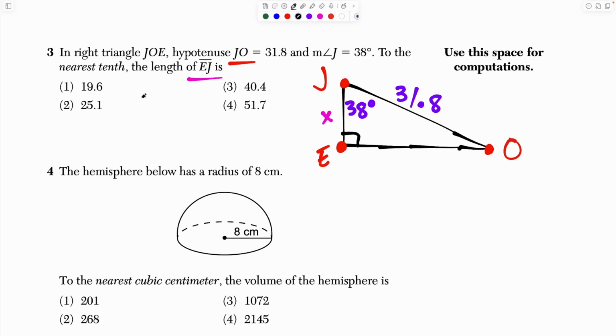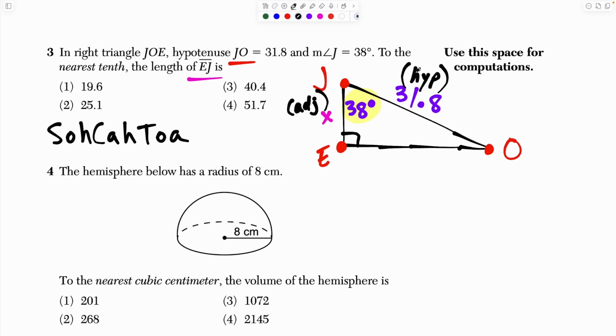And now this is where trig comes in. I'm going to use the mnemonic SOHCAHTOA. And for this, the O stands for opposite, A stands for adjacent, H stands for hypotenuse. So what you do is you focus on the acute angle inside the right triangle, and you look at x and say, okay, x is right next to the angle. It is adjacent. So I'll label this as adjacent. This is the side adjacent to the 38-degree angle, and 31.8 is across from the right angle. This is the hypotenuse. Okay, and I will just abbreviate those words here.